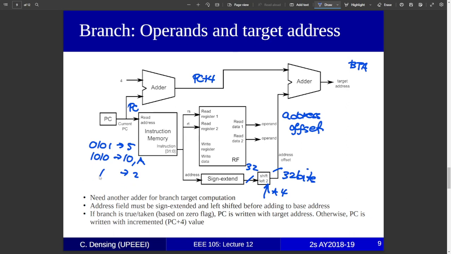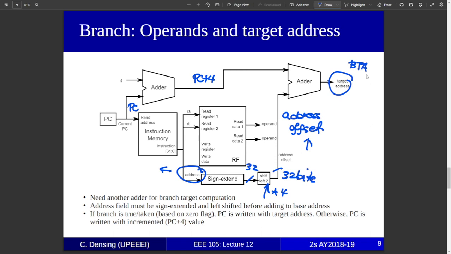And why do we need to multiply by 4? Well, remember that this address that comes from the branch is actually in number of words. It's in number of words or number of instructions. So we need to multiply that by 4 to get the actual byte addressable memory address offset. So since we multiplied it by 4, we get the actual address offset that we can put into PC. And so we get the target address from that.